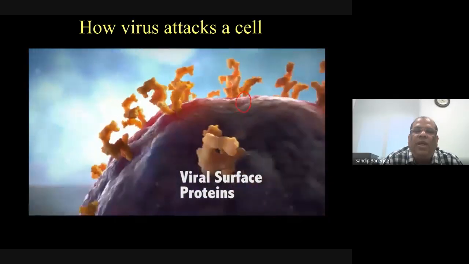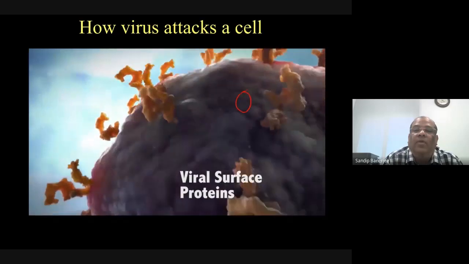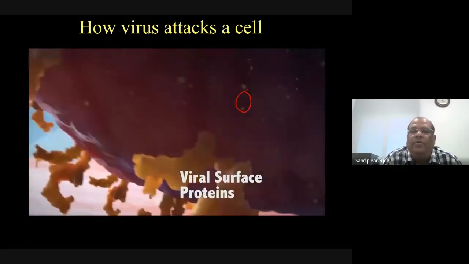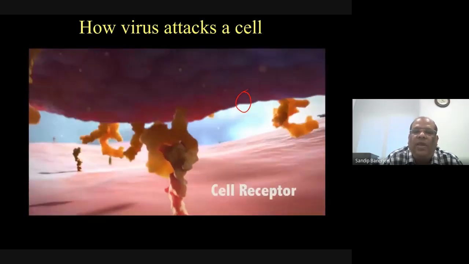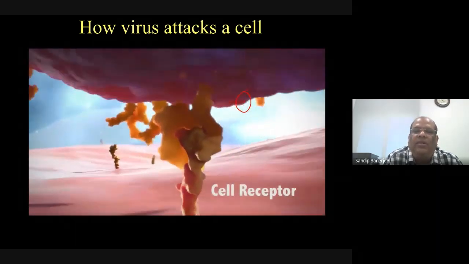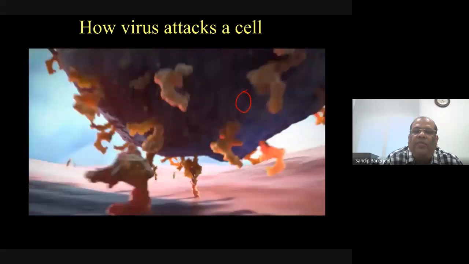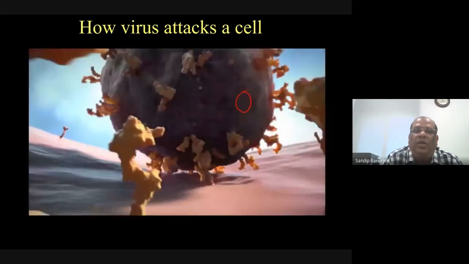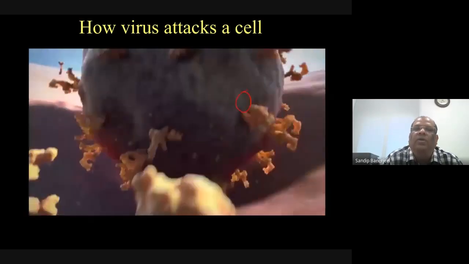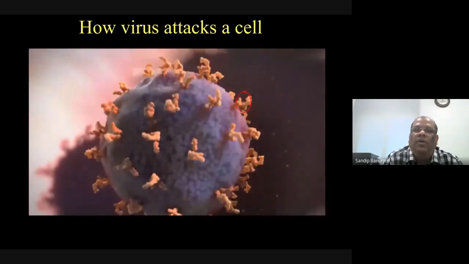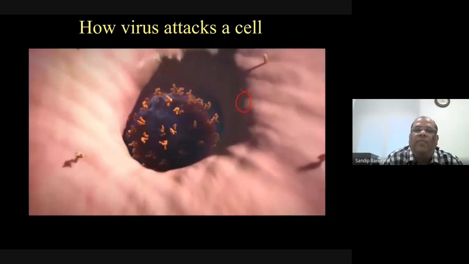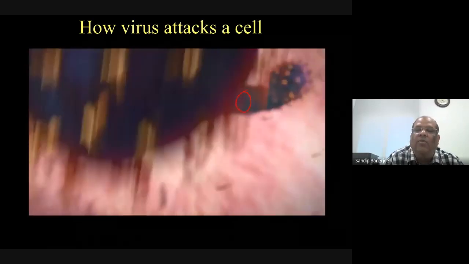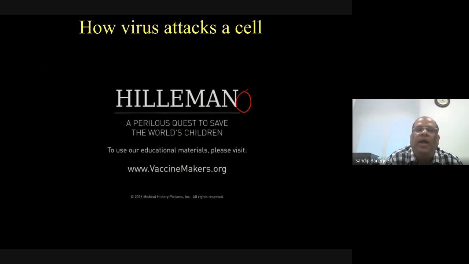There are some sort of proteins which ultimately shape themselves in the form of the key. This is called a cell receptor, like you can see here. And this will let the virus go inside the body. So that is how basically your virus enters your body. The same is true for hepatitis C virus.